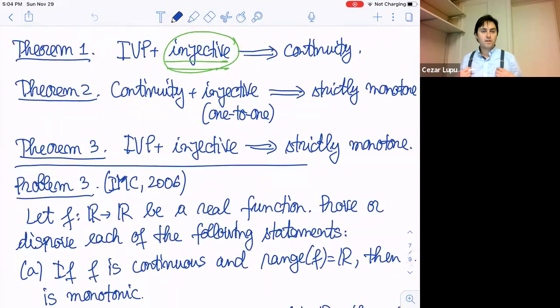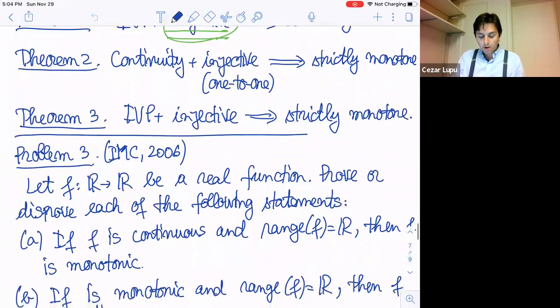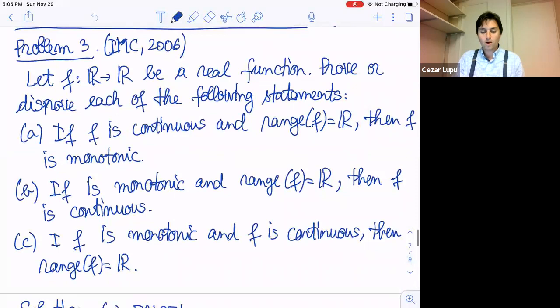We said that if a function has the intermediate value property and moreover is one-to-one or injective, then this will imply continuity. Then also, as you can see, continuity and one-to-one will imply strictly monotone, and also, combining the first and the second one, the intermediate value property plus injectivity will imply strictly monotone, right? Because continuity plus injectivity will imply monotonicity.